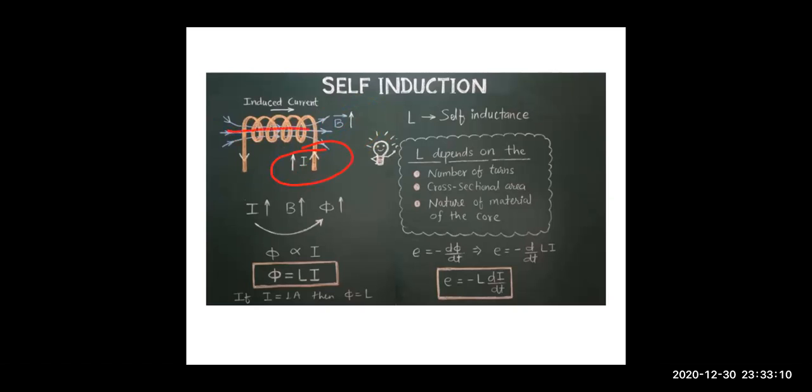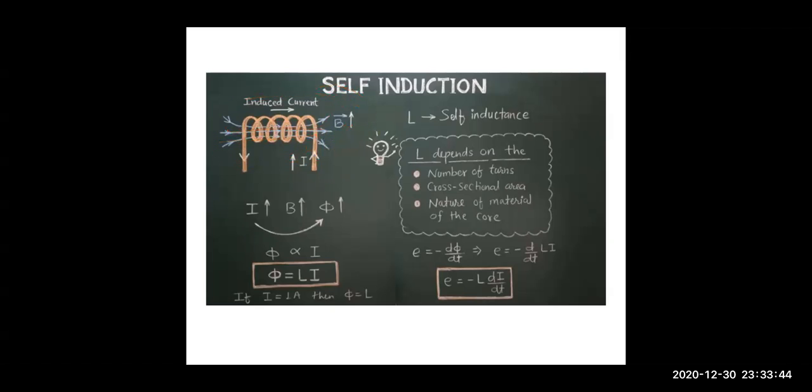And as the magnetic flux changes, according to Faraday's second law, an EMF or current will be induced in the coil. So what is it? When we pass current through the coil, magnetic field is produced. And as magnetic field is produced, the magnetic flux will be linked with the coil. And if we change the current in the coil, then the magnetic flux will also change and an EMF or current will be induced in the coil, right?